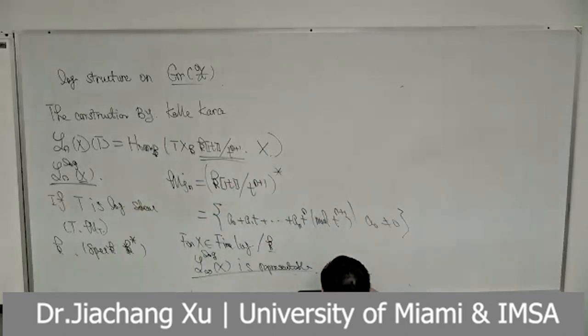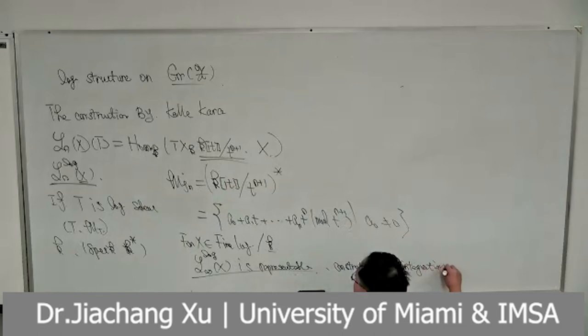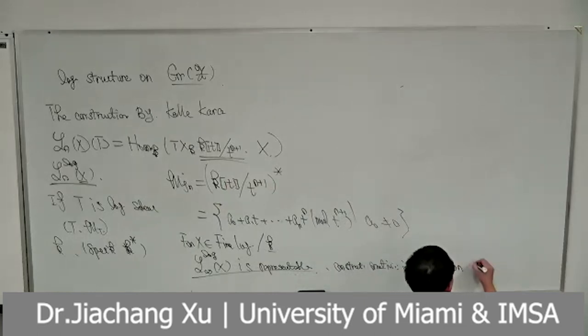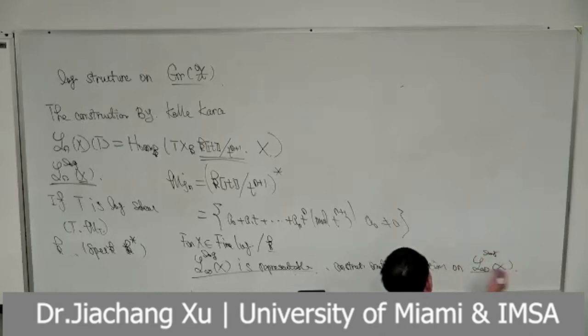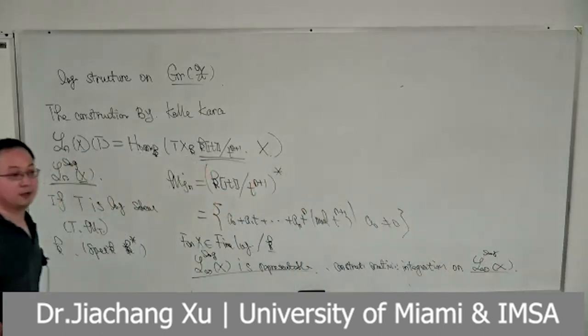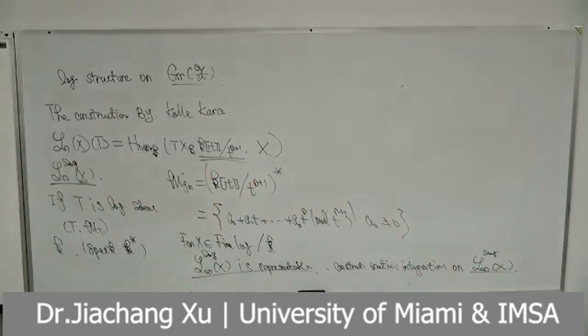And they construct the corresponding motivic integration theories on this integration space. Okay, so this is the generalization in the classical case.